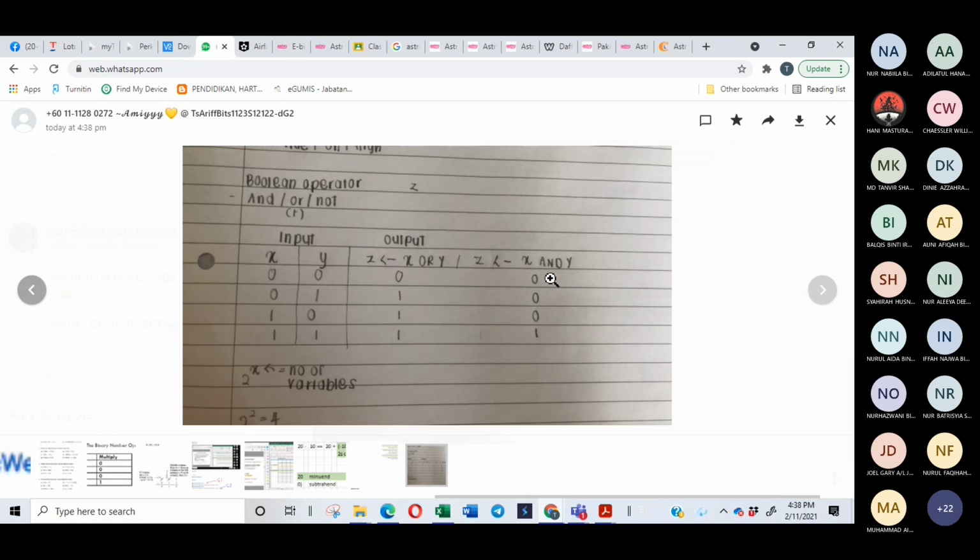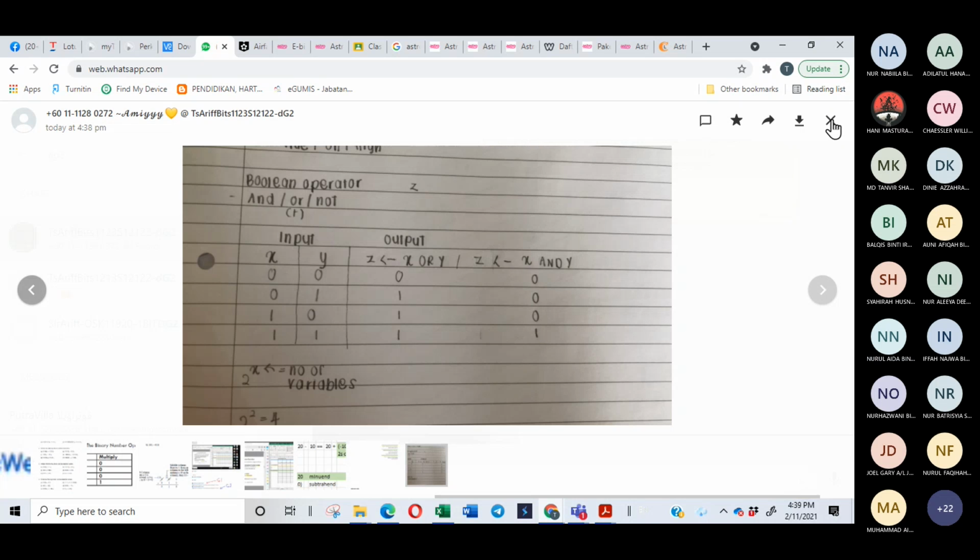Is it true, class? Yes, true. 0 and 1, x is 0, y is 1. What is the output? Zero. So the conclusion is any input that you AND with 0, the answer will be 0. It is like multiply. What about 1 and 1? What is the answer? One. So this is what we call the answer for the truth table.